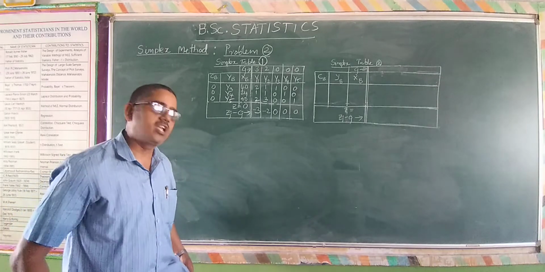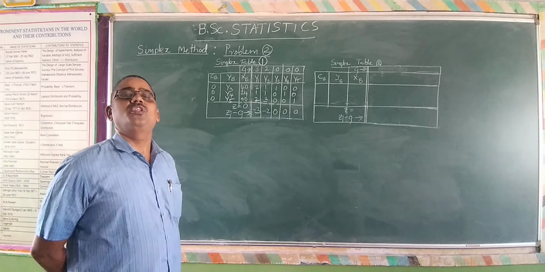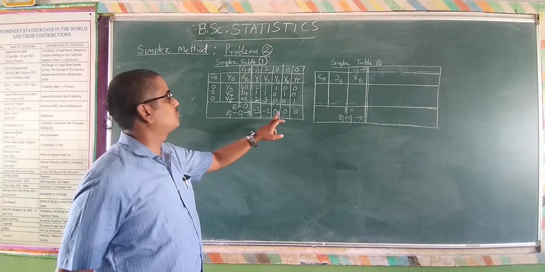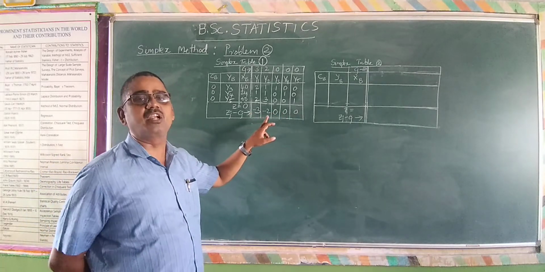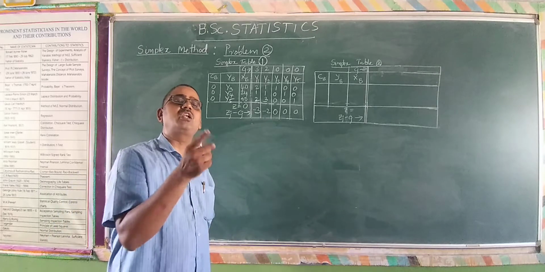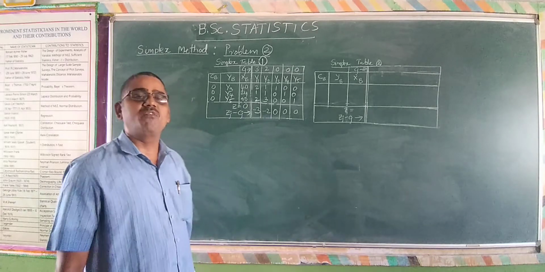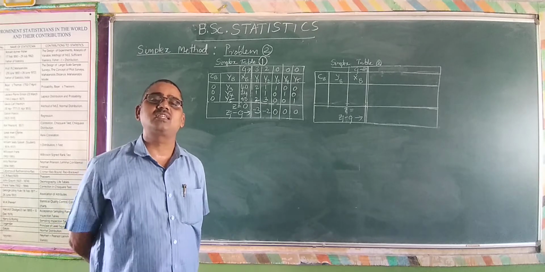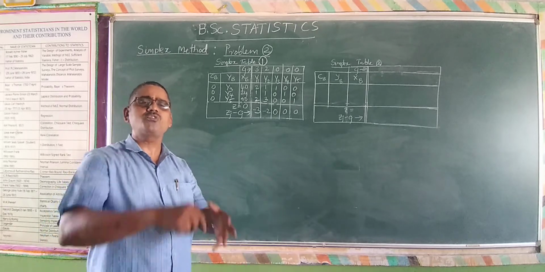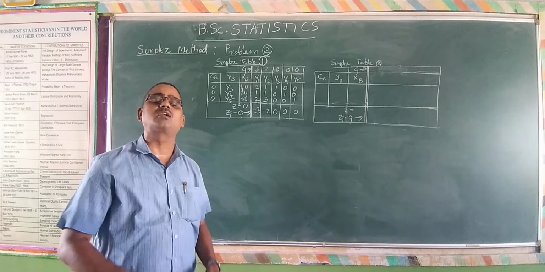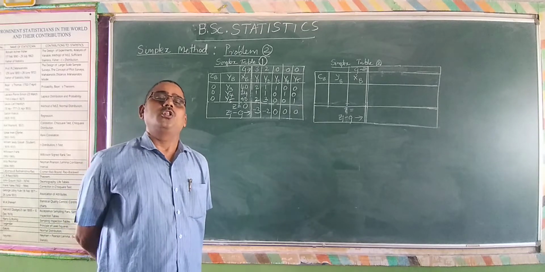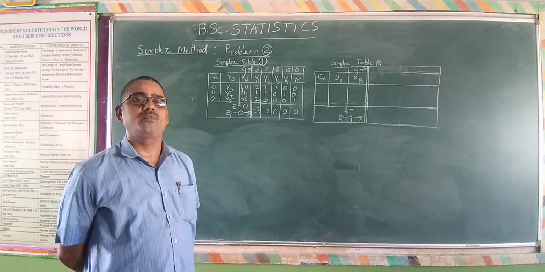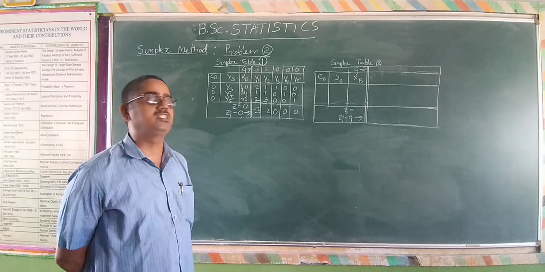Now, after calculating the net evaluations, we have to check whether all Zj minus Cj are greater than or equal to 0. You see here, no, it is not greater than or equal to 0. Some values are negative. If at least one Zj minus Cj is negative, then you have to go to the next step and consider the most negative net evaluation Zj minus Cj.